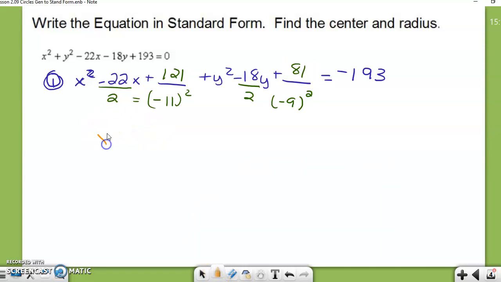now I'm getting close to my standard form. X minus 11, get that value from the parentheses. Y minus 9, negative 193, but I added 121 on this side. I got to add 121 on this side. I added 81. I got to add 81 to keep the equation balanced.